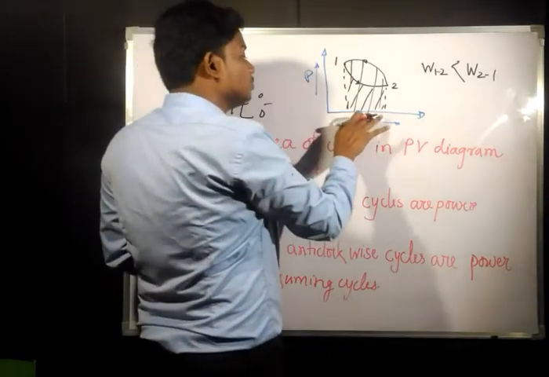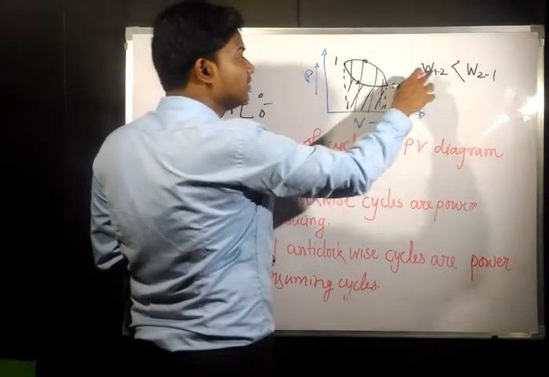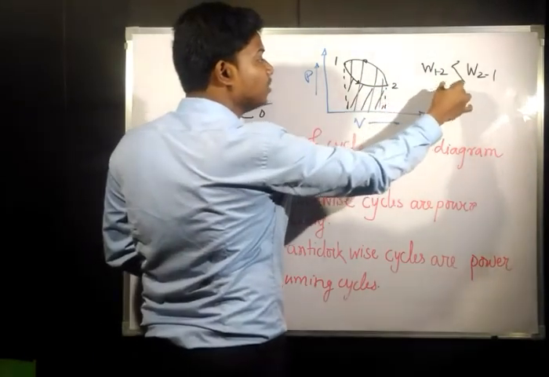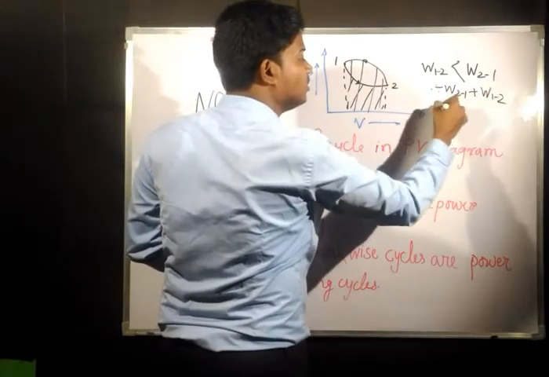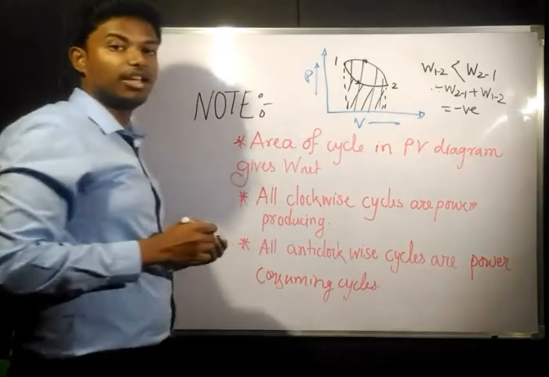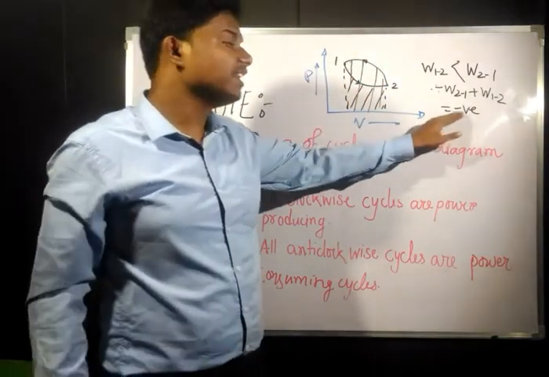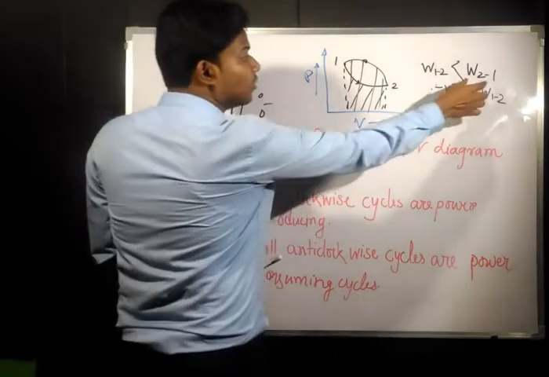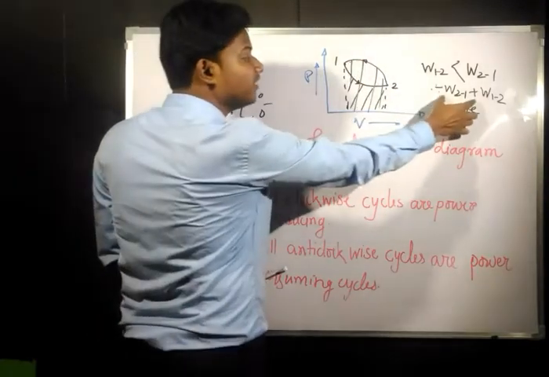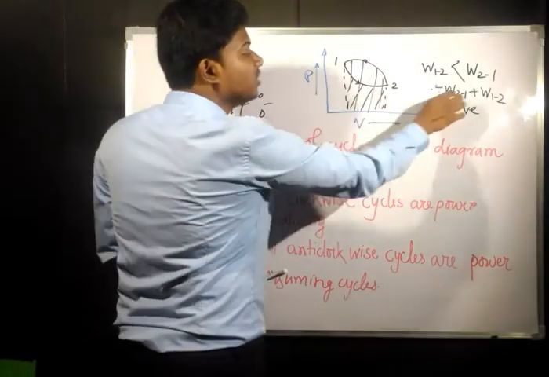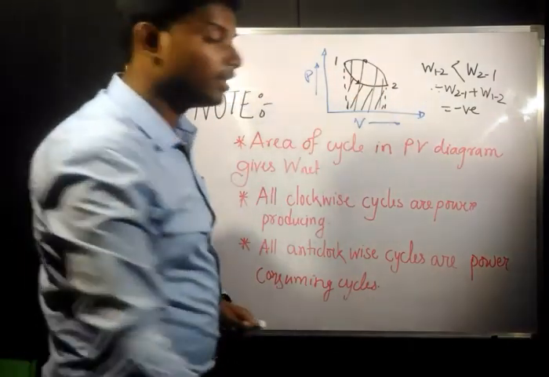So this produces an anti-clockwise cycle. In an anti-clockwise cycle, W net is going to be W1 to 2 minus W2 to 1, and this is going to be negative. So from here we can say that an anti-clockwise cycle is going to give us negative work. Because W2 to 1 is negative, obviously, since it is compression work, and W1 to 2 is positive, but as the compression is bigger, the result will be negative.